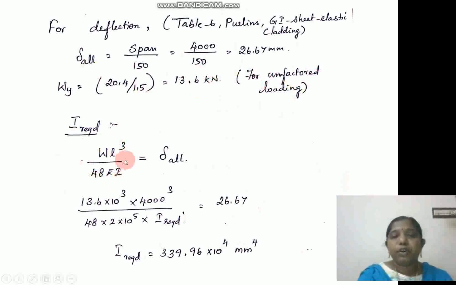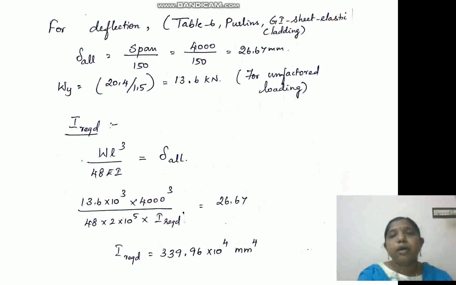For concentrated load, the deflection formula is WL cubed by 48 EI. E value, Young's modulus of elasticity, is 2 into 10 power 5. You don't know the value of I required, because that is the one we are going to calculate. So equating it to your del allowable. What is your allowable deflection? For allowable deflection, if you refer IS 800-2007 table number 6, there is a value for purlins and girts, for wind load or live load. And there are two values given over here. One is for elastic cladding, another one is for brittle cladding.